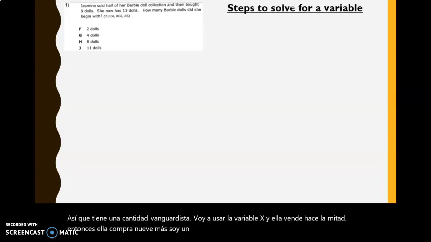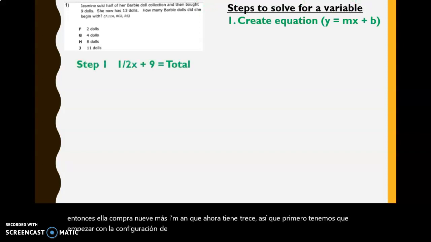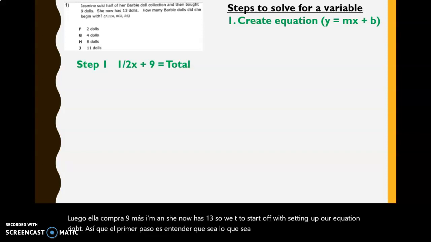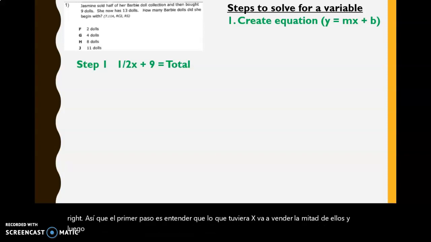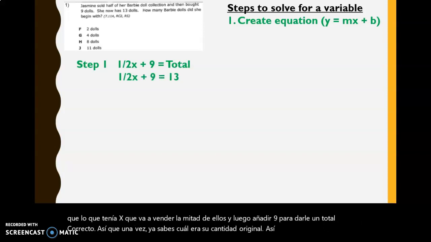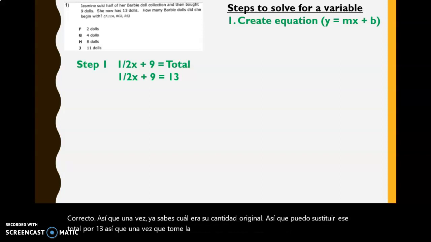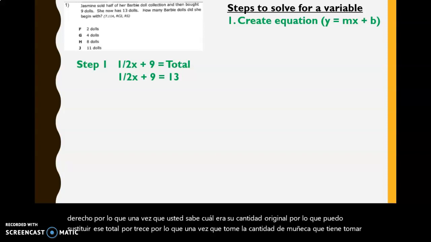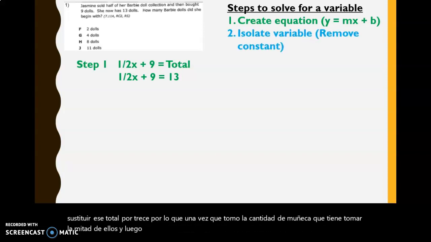So we have to first start off with setting up our equation, right? So the first step is to understand that whatever amount she had, x, she's going to sell half of them, then add 9 to give you a total, right? So it wants to know what was her original amount. So I can substitute that total for 13. So once I take the amount of dolls she has, take half of them, then add 9, I'll be left with 13. So my step 2 is I need to isolate for that variable.